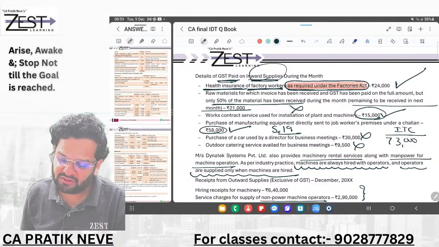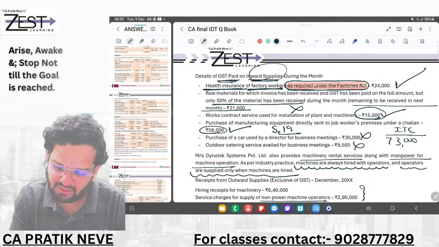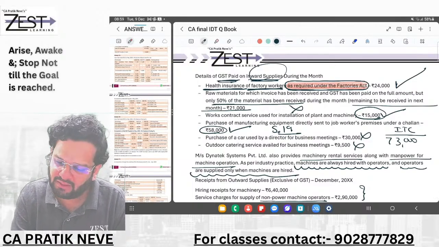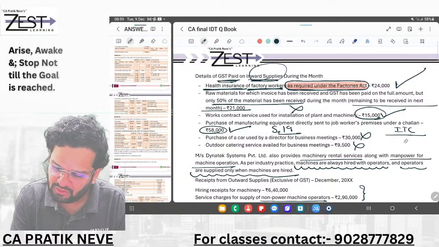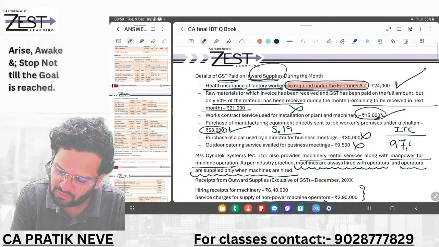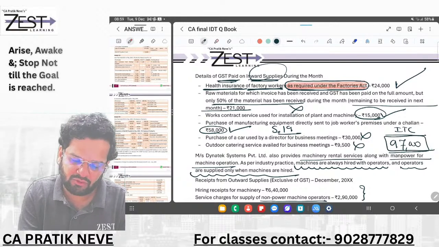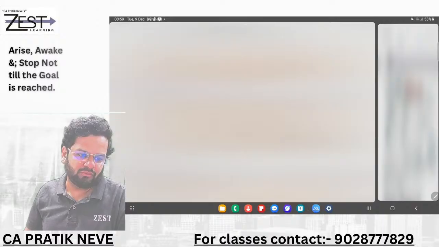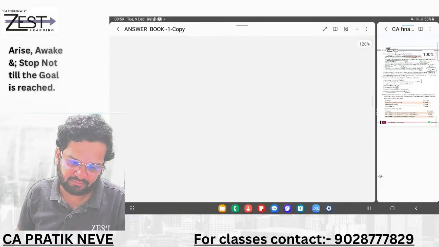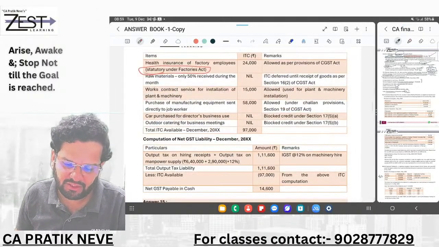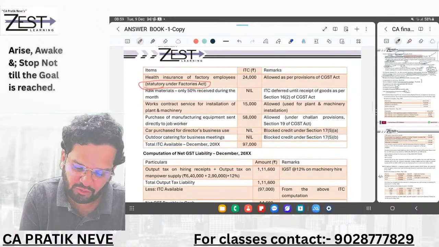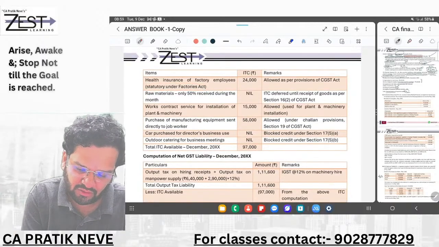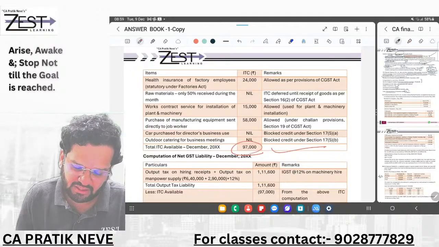So it was mandatory to provide such insurance to the employees. So yes, ITC will not be 73,000, it will be 97,000. You will get ITC of that also. So 97,000. Make sense? So in our hurry, we did not read that it was statutory under Factories Act. So yes, 97 is absolutely correct.